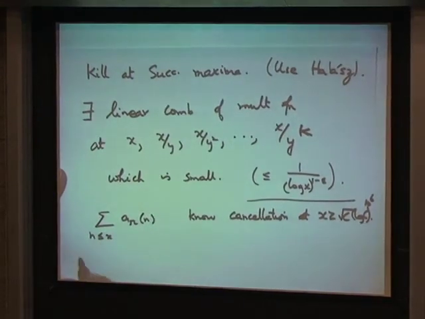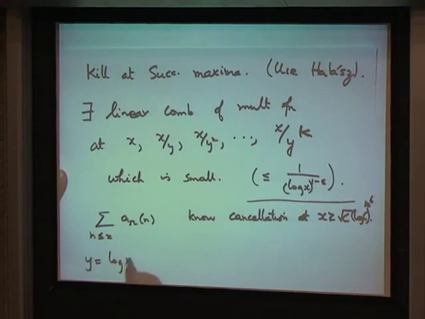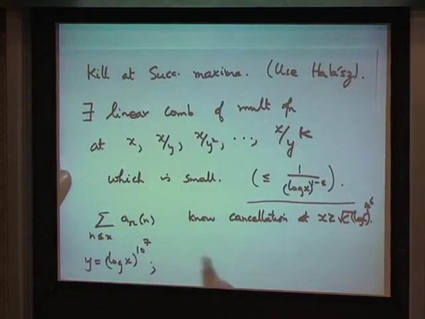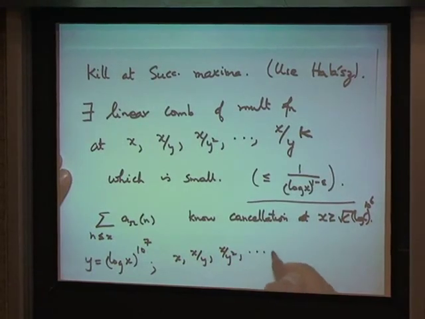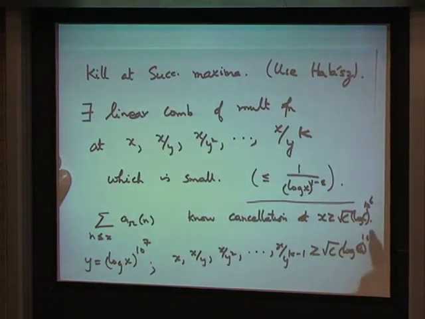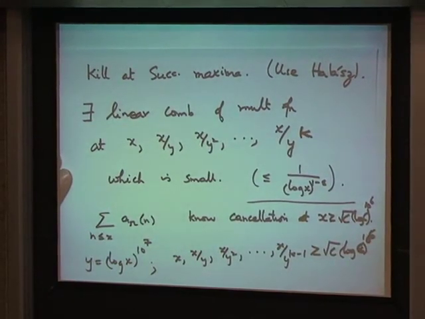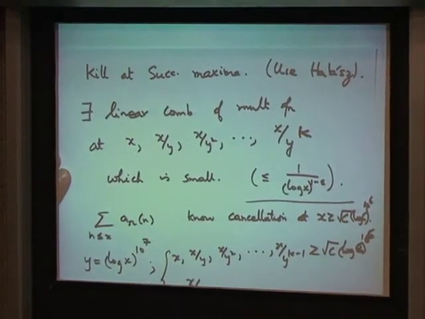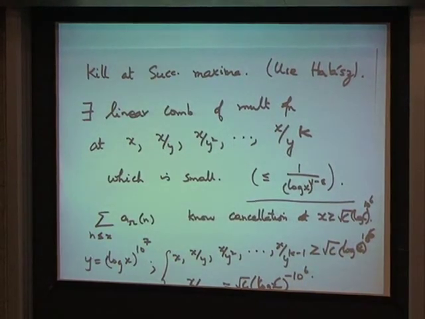Now here's the point. I take y to be log x to the, let's say, 10 to the 7, 10 million, and I rig it so that x over y squared, all the way up to x over y to the k minus 1, are all bigger than this cutoff point, square root of c times log c to the million. But the last one, x over y to the k, is pretty small. It's like square root of c times log c to the minus a million, because y is a large power of log x.